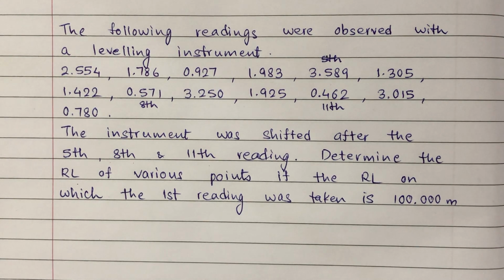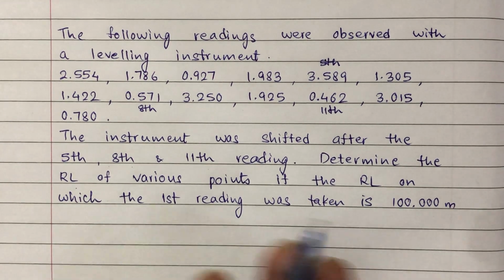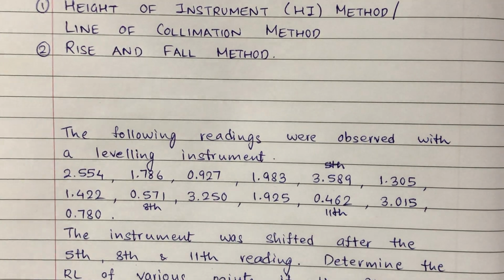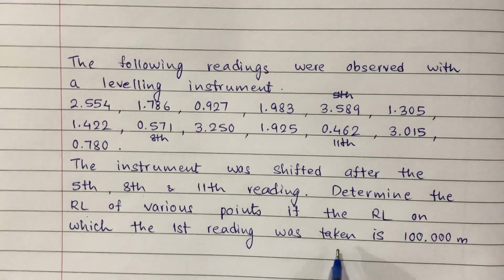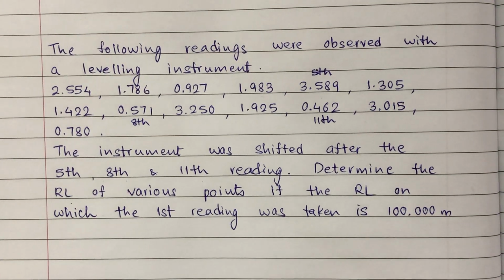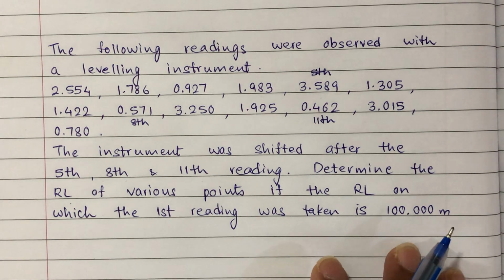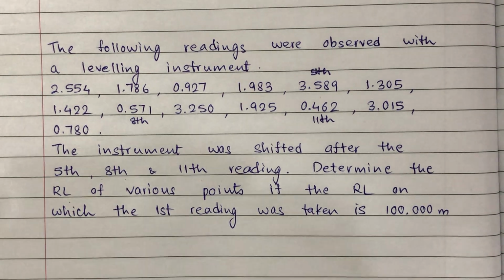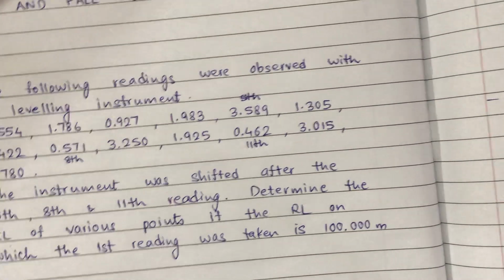Now, in order to solve problems on this height of instrument method, on this HI method, we need to know the reduced level of the first point. It should always be provided to you in the problem statement itself. Without that, you will not be able to solve the problem. If it is not given, then you have to assume it as some value, either 100 meters or 50 meters, it depends on you. Now let us solve this problem.